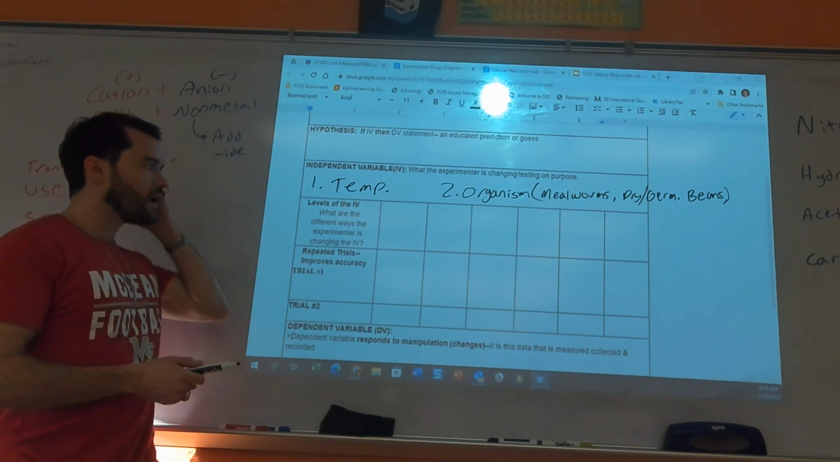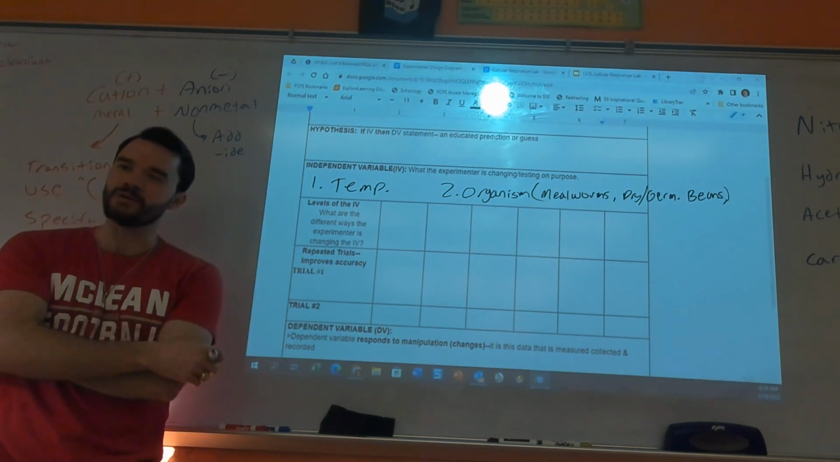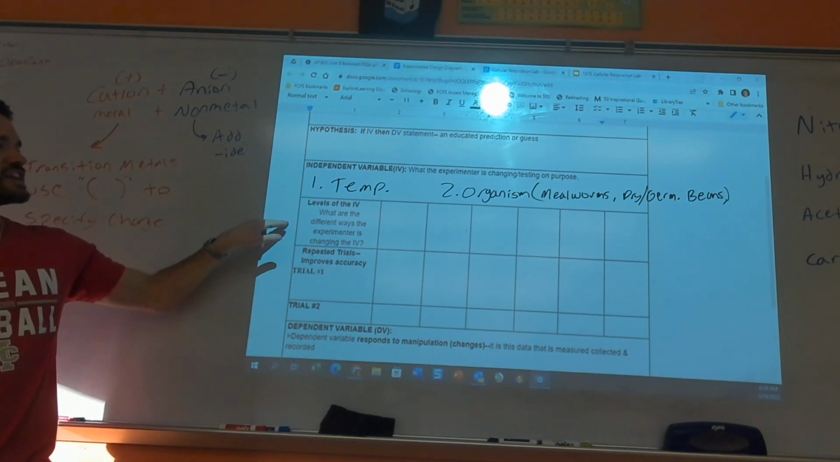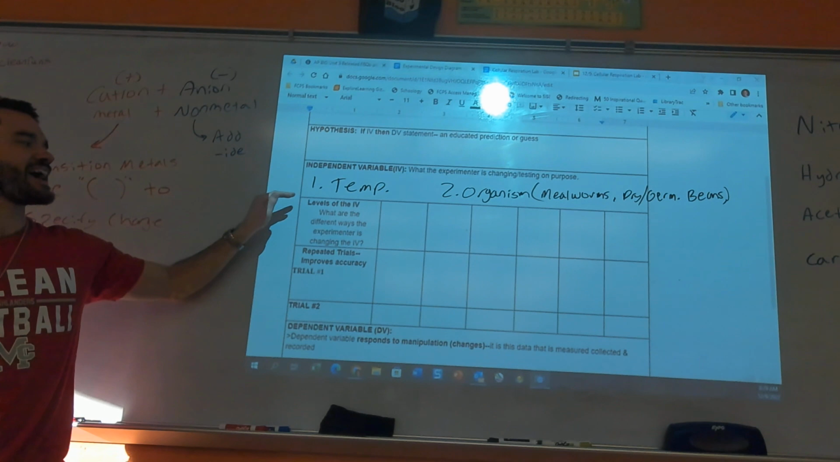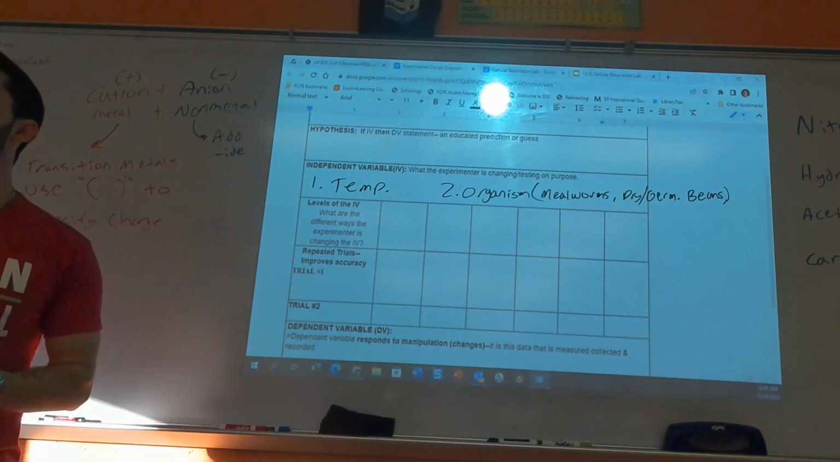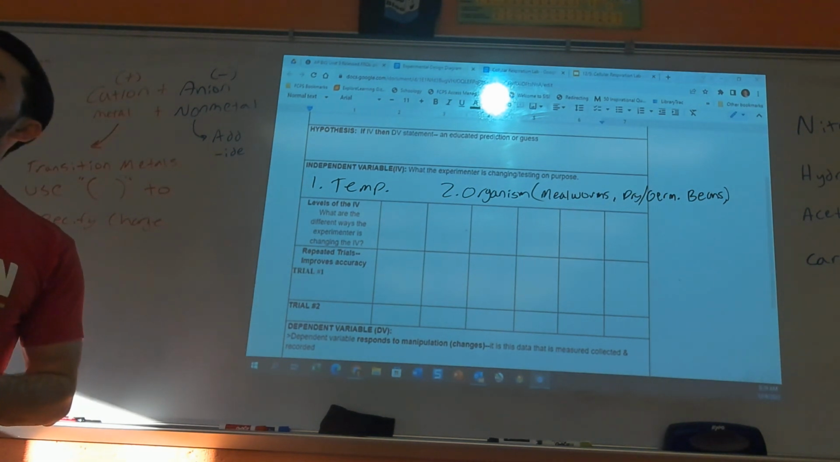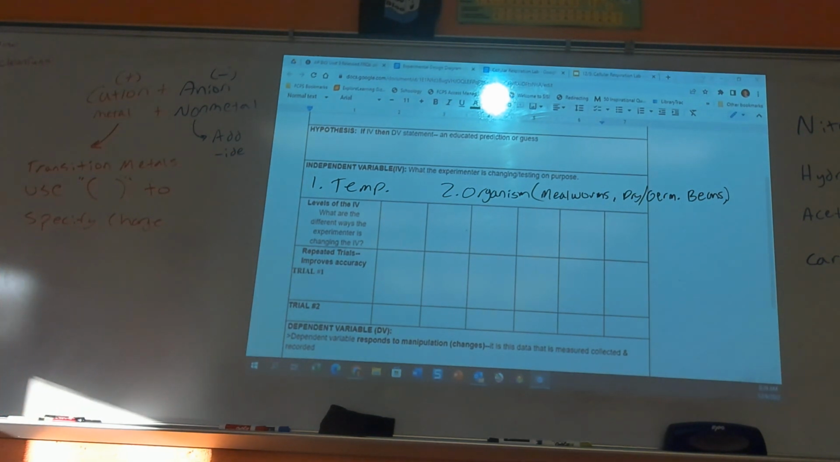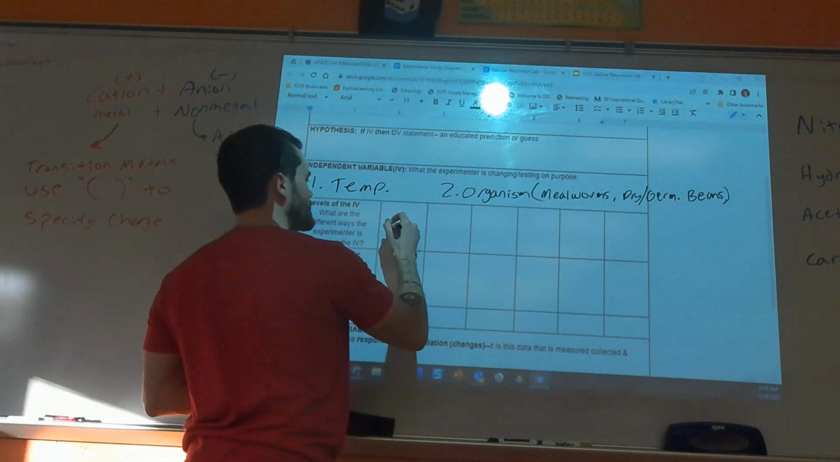Okay. All right. Now this is kind of interesting. What are the levels of the independent variable? Don't think levels like Mario. Levels is what are the different ways you change the independent variable. So how are we going to be changing this independent variable? Aditya? For temperature would be like warm, medium, cold. Yeah, right. So you'd have the different temperatures.